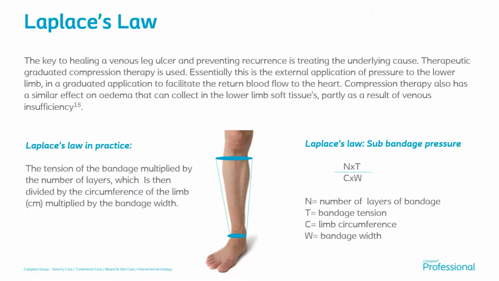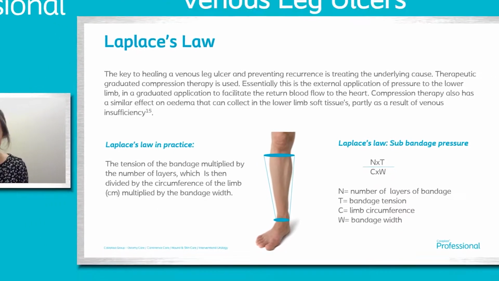So the tension of the bandage should be multiplied by the number of layers, which is then divided by the circumference of the limb and multiplied by the bandage width. So that's done for us in a lot of our compression systems. And what we need to remember as clinicians applying this is that we have to have the correct limb shape in order to get the correct return blood flow and to be able to facilitate that.